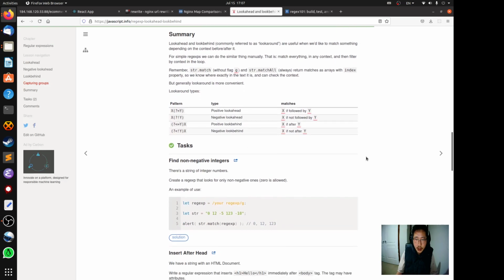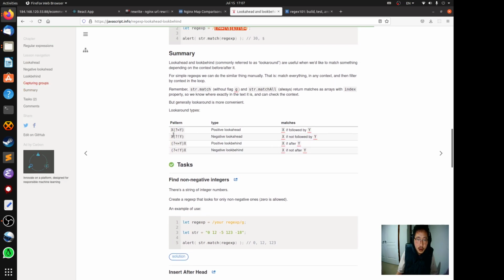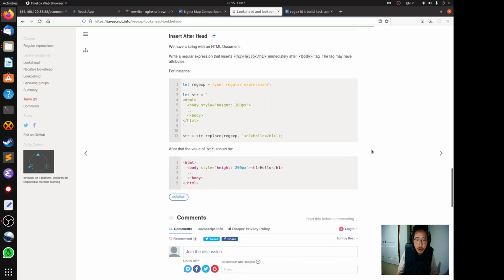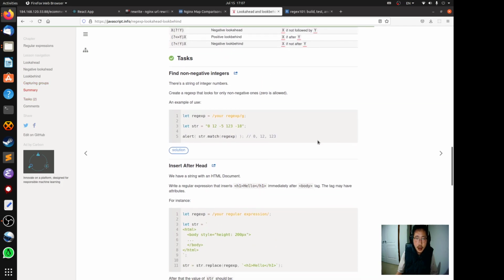So here's the summary. This is the positive look ahead, negative look ahead, positive look behind, negative look behind. We've gone through them all. There's some exercise here.